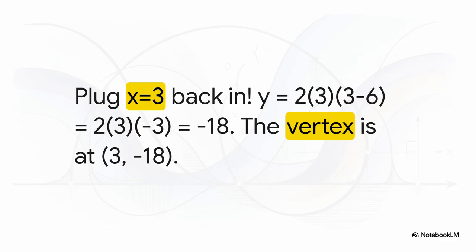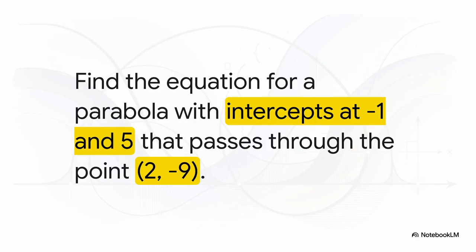So 6 times negative 3 gives us negative 18. Wow! So our vertex for this parabola is way, way down at (3, -18). Okay, I think you're ready for a challenge.